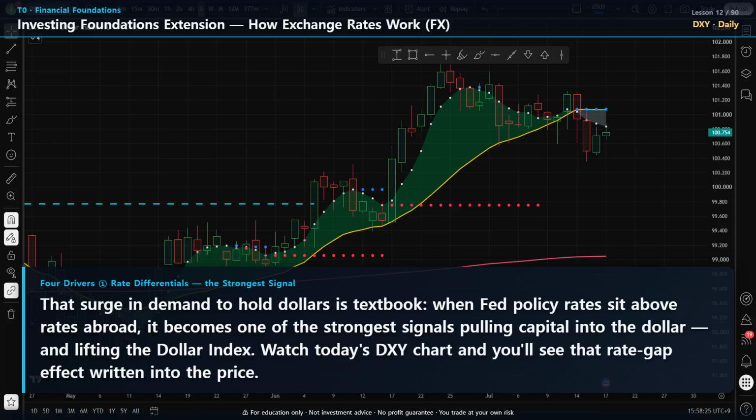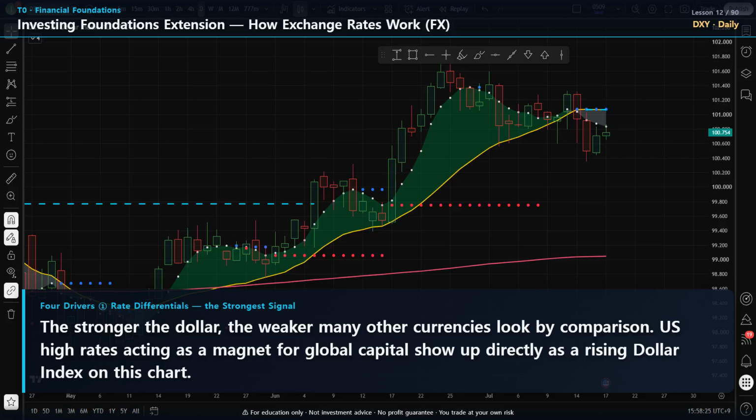That surge in demand to hold dollars is textbook. When Fed policy rates sit above rates abroad, it becomes one of the strongest signals pulling capital into the dollar and lifting the dollar index. Watch today's DXY chart and you'll see that rate gap effect written into the price. The stronger the dollar, the weaker many other currencies look by comparison. US high rates acting as a magnet for global capital show up directly as a rising dollar index on this chart.